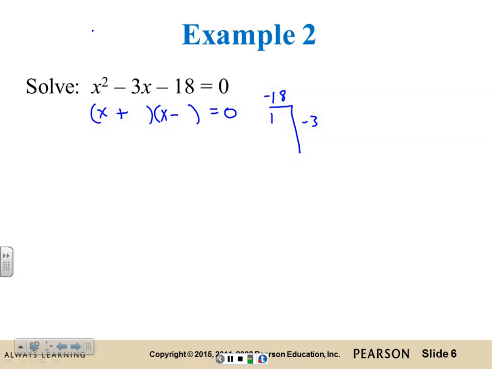So I have the 1 and the 18, that's not going to get it. 2 and 9, and 3 and 6, that's going to give me the 3. And remember, the bigger number has to carry the sign. So I have a -6 and a +3 is going to give me those numbers. Now, I'm going to take each one of these and set them equal to 0. And then I'm going to solve.